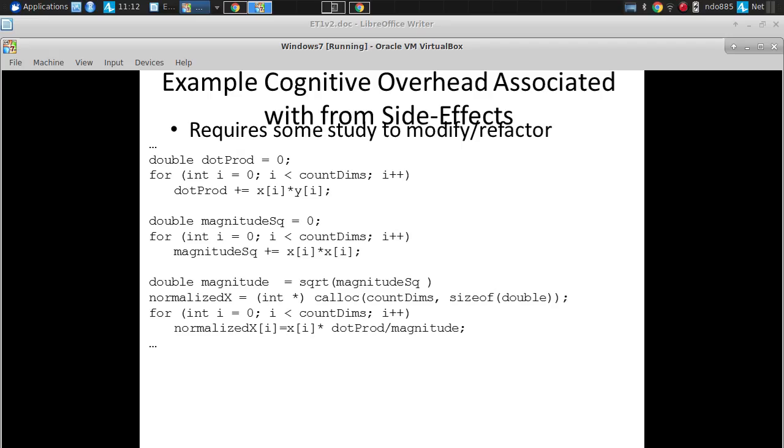The dot product. Okay. Here I'm taking the magnitude square of those same variables. I'm summing up for x the square of the elements of x, right? And here I am taking the square root of that magnitude. So I'm taking the magnitude, and I am allocating an array, and I am taking each value of x and multiplying it by the dot product divided by the magnitude. What's going on here conceptually? Can anyone tell me?